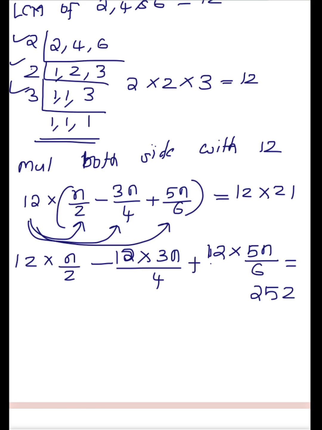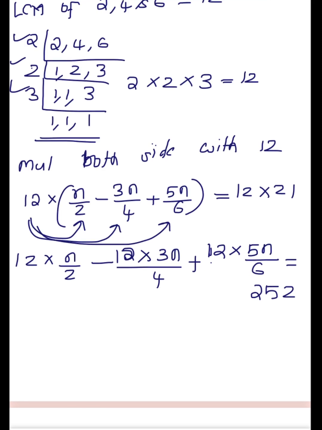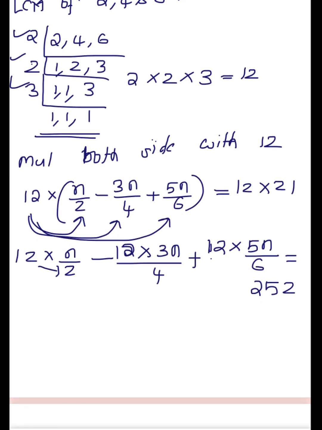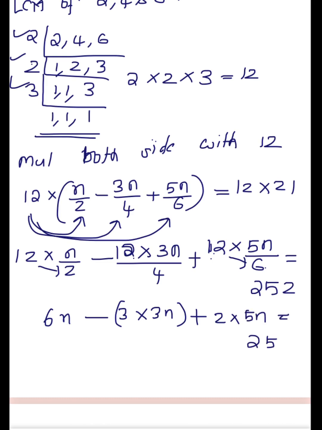Now let's simplify this. 12 into n by 2 means what? 12 divided by 2 is 6. So 6 into n means 6n, minus. Now what is 12 divided by 4? 12 divided by 4 is 3. So 3 into 3n, plus. What is 12 divided by 6? It is 2. So 2 into 5n is equal to 252. Understand? Now 6n minus, what is 3 into 3n? It's 9n. Plus 2 into 5n, it's 10n, equal to 252.